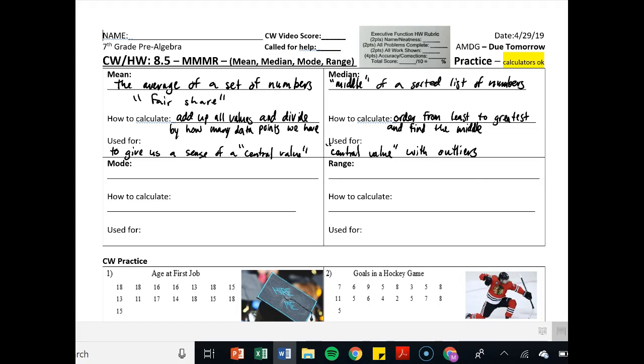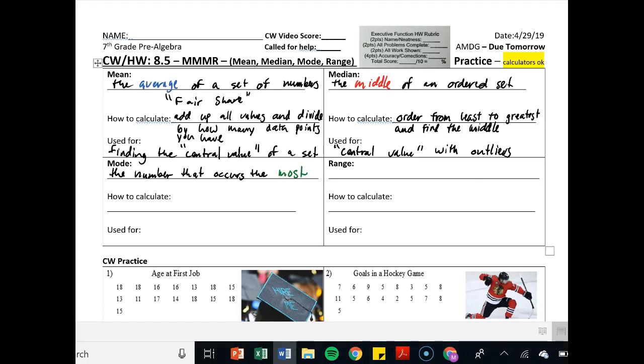So if I had points per game in basketball, I'm scoring 10, 10, 12, 11, 13, but then all of a sudden one game I score 45, like that's going to throw off my average, right? So I want to find a central value which would be closer to all the other values that I have when I'm playing basketball, and the median is going to work with that.